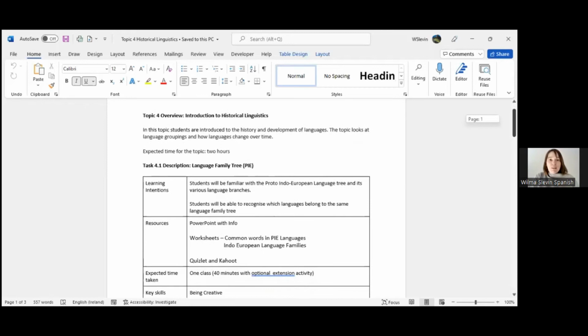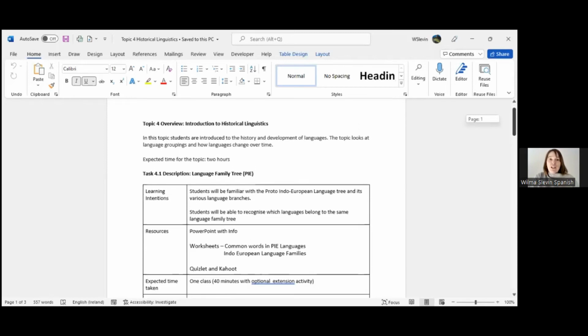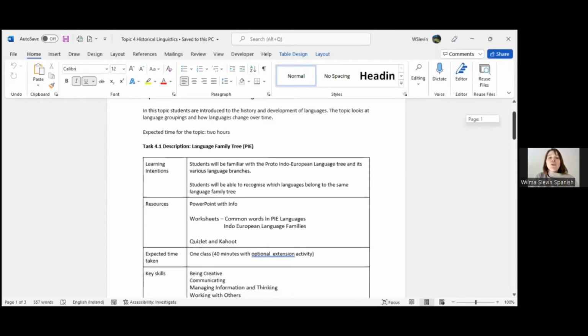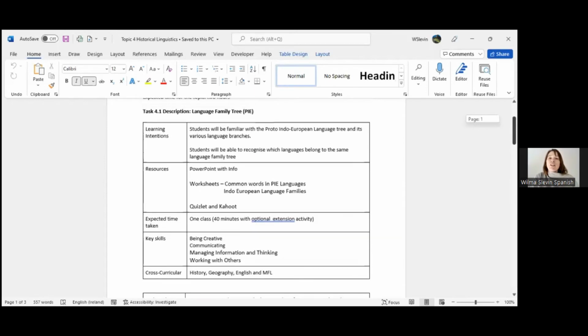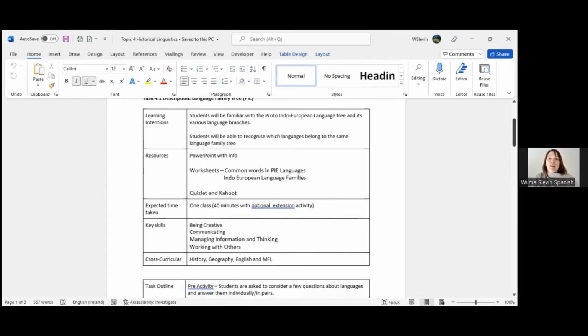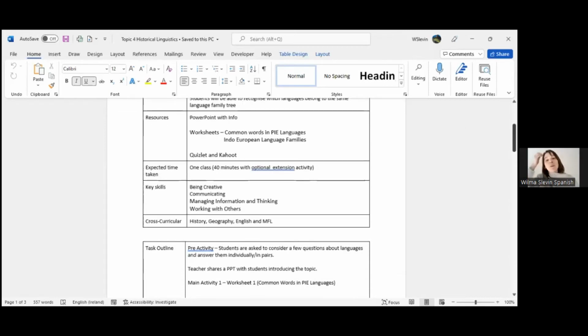So you should be able to see now this overview and introduction into historical linguistics. You'll get one of these for each subject, just giving an outline of the learning intentions, the resources that you're going to need or use for that, an expected time, and then looking at maybe areas that it links in with across the board. So obviously we're looking at historical linguistics at the moment, and that links into so many things.